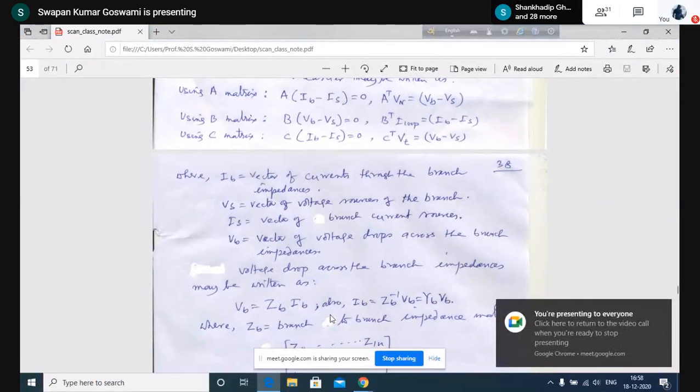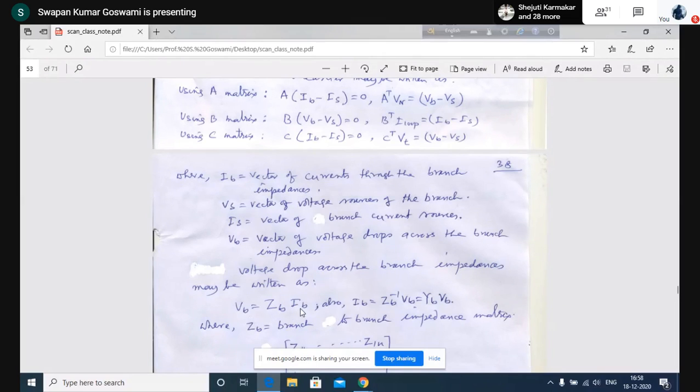So what is branch voltage drop? Branch voltage drop, we have written VB equal to ZB IB, branch impedance into branch current. Or IB, we can write as ZB inverse VB. This is the branch voltage vector, branch current vector, branch impedance matrix. So the branch current vector is the inverse of the branch impedance matrix into the branch voltage vector.